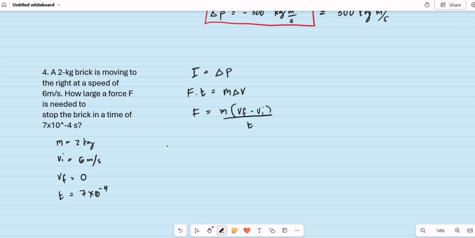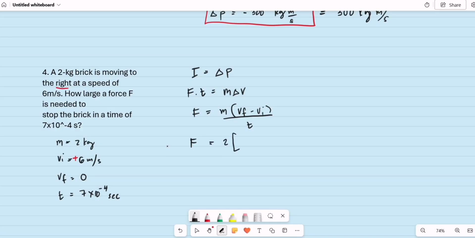This is raised to negative 4 seconds. Okay, so we are now to substitute. The force is equal to, by the way, when it comes to the 6 meters per second, it is moving to the right, so we should assume this one to be positive 6. So we have the force needed is now equal to, we have this as the 2 kilograms.